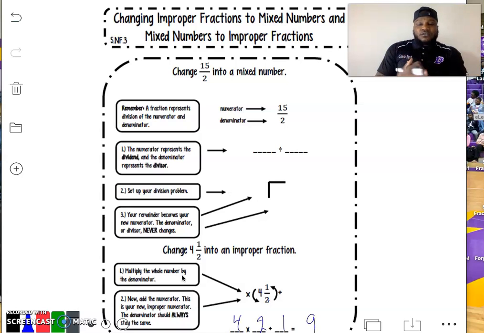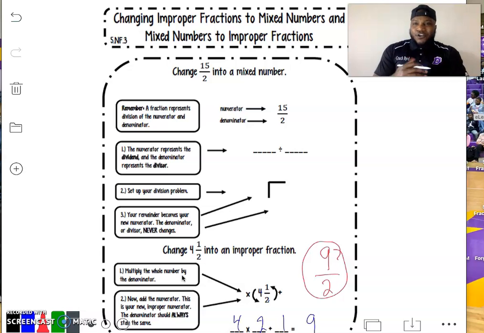All right. Now, that 9 becomes your numerator. And remember, your denominator never changes. So now I got 9 over 2. That's my answer. Whole number times denominator, add the numerator, leave the denominator the same. So that gives me 9 over 2, which is the same thing as 4 1/2.